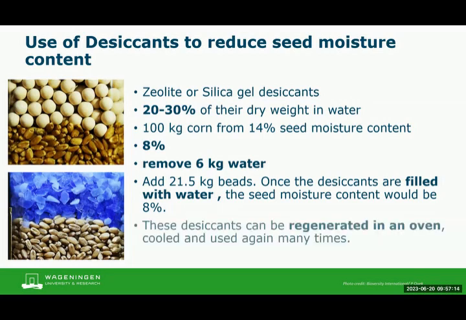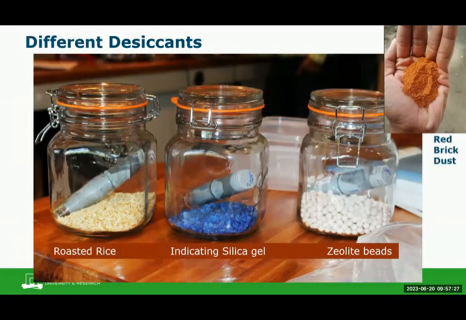So this is a calculation. These desiccants, after drying the seeds, can be regenerated in an oven, cooled, and then used again many times. You can see that there are different kinds of desiccants.